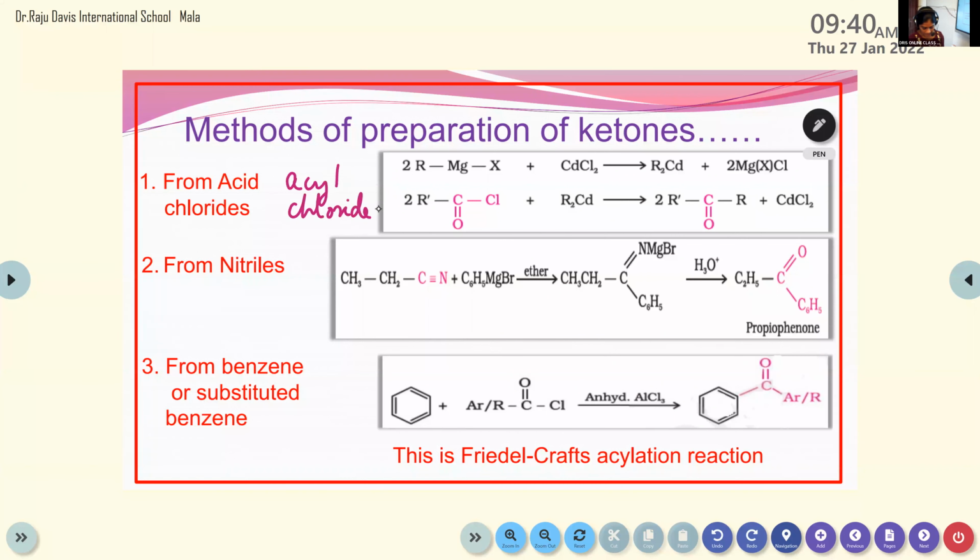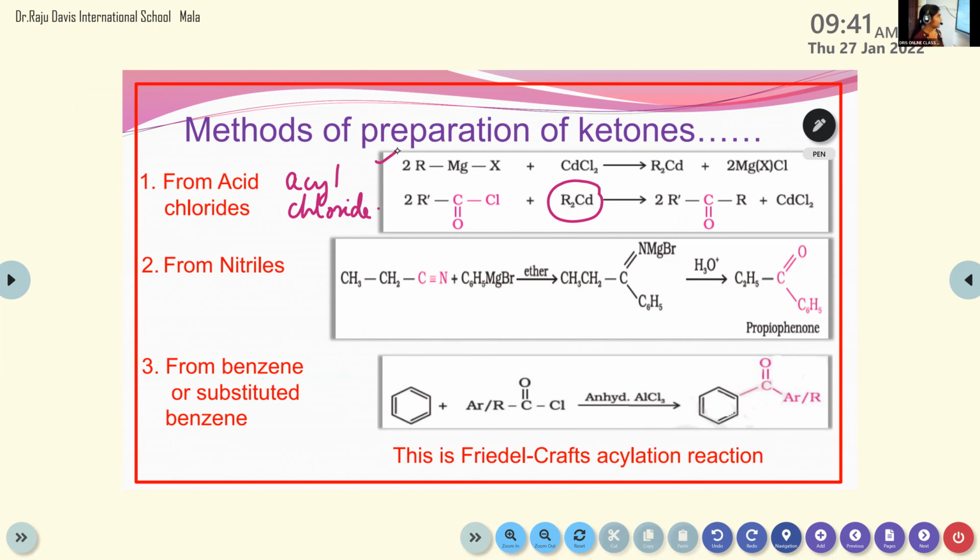So in this one, for the acyl chloride, the reagent is dialkyl cadmium. Dialkyl cadmium, the chemical formula R2Cd. So first we need to prepare this dialkyl cadmium. That is the first step. Here only a simple reagent, dialkyl cadmium, but we need to prepare dialkyl cadmium.